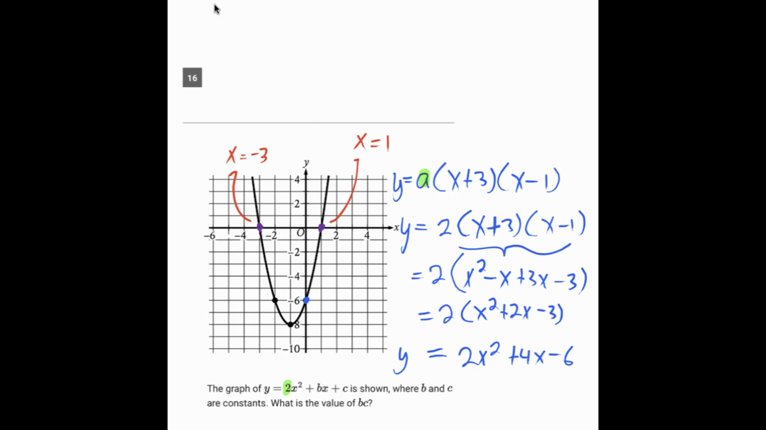This is our a coefficient, ax squared plus bx plus c. So what's b times c? Well, b is 4 and c is -6. So b times c is -24, and that's our answer.